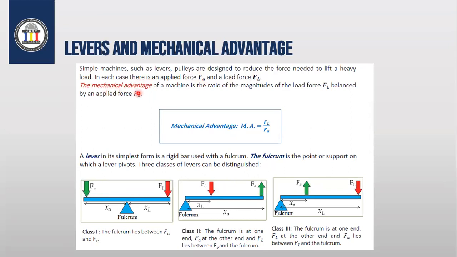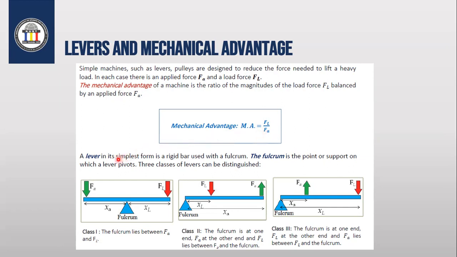The mechanical advantage of any machine is the ratio between the magnitude of the load force balanced by the applied force. So the mechanical advantage is the load force over the applied force. The load force is the load that you have, okay? And the applied force is the thing that you apply force on. This is the difference between them.